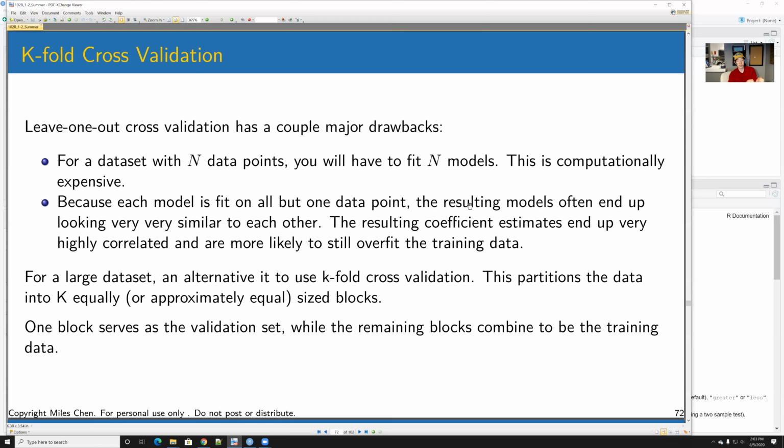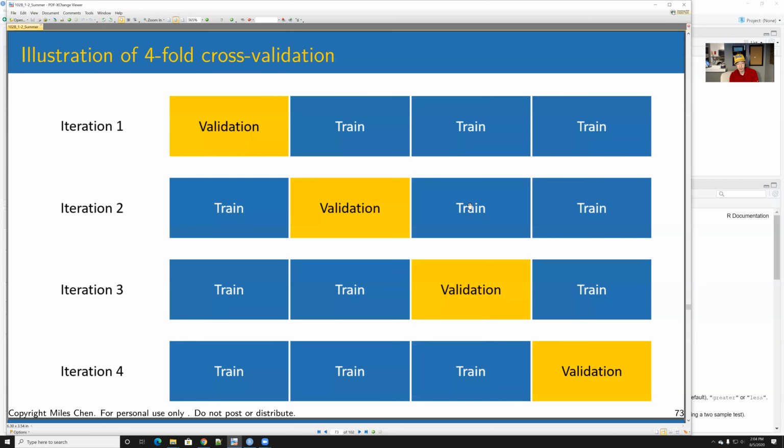What that's going to do is take your data set and break it up into k approximately equal sized blocks. If it can be divided by k evenly, then you're going to have k equal blocks, but it might not be, like if you try to divide by 17 or something, maybe it won't work. One of those blocks serves as the validation set, while the remaining blocks combine to be the training data.